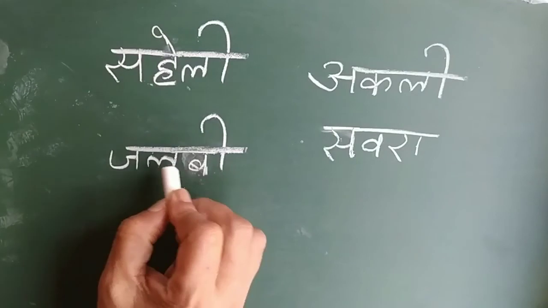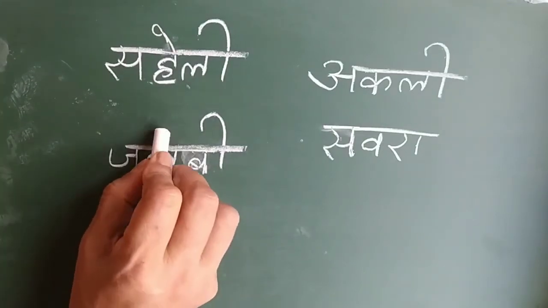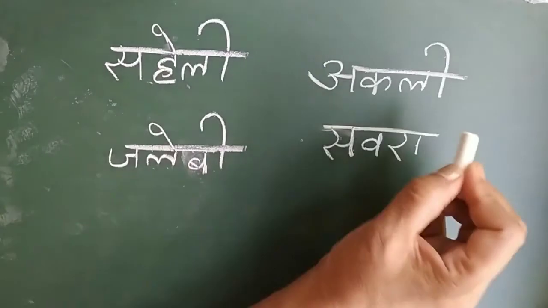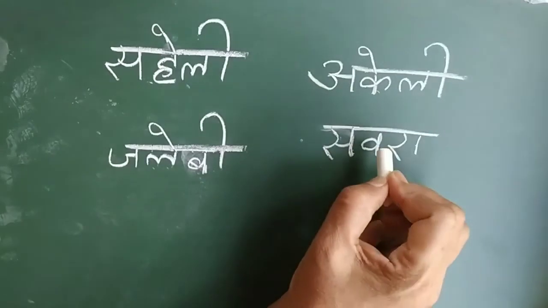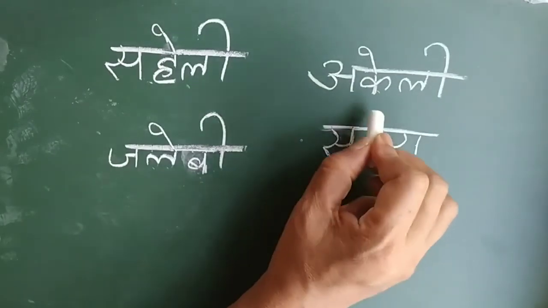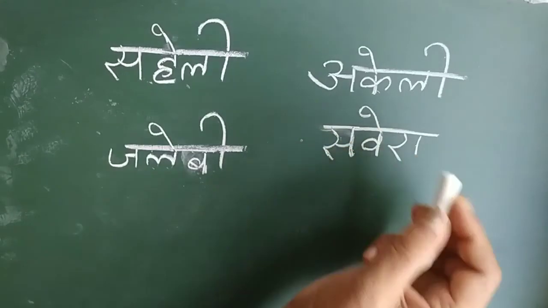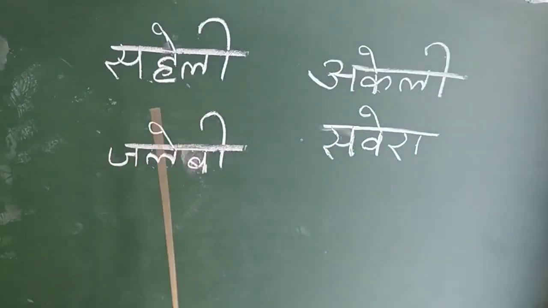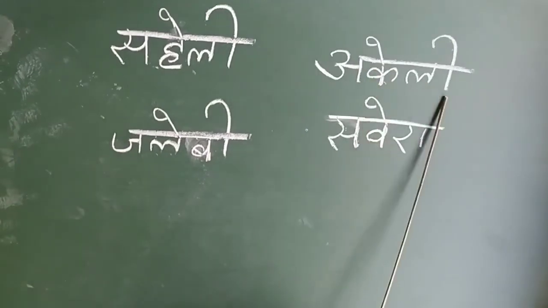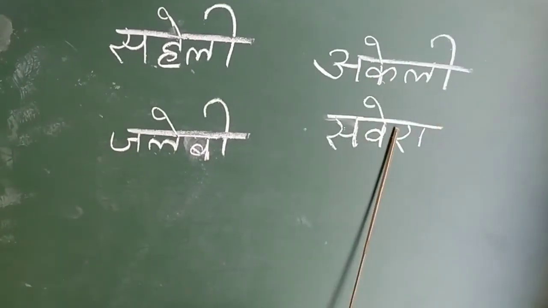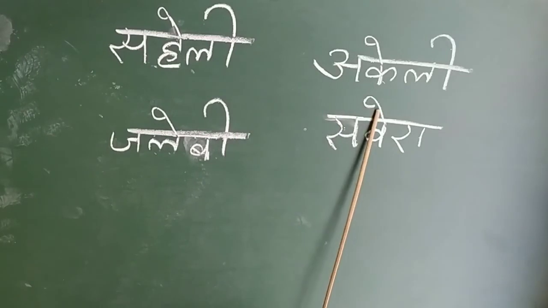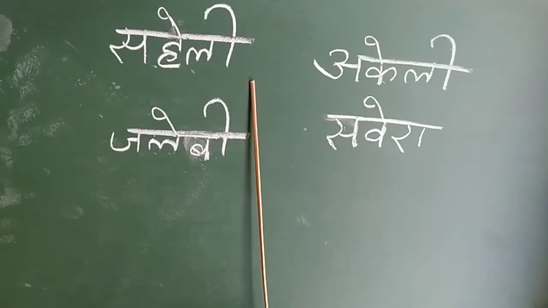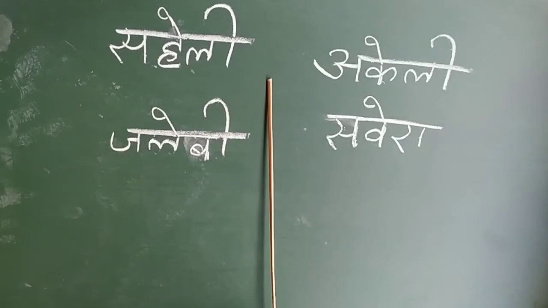Jalebi, see the second letter, the middle letter, Jalebi. Here the second letter, Akeli. Here the second letter is Wa. So above Wa. Now read it. Saheli, Jalebi, Akeli, Savera. When the two letter words come, we have to add the symbol A above the first letter. When the three letter words come, we have to write the symbol above the second letter. Clear?